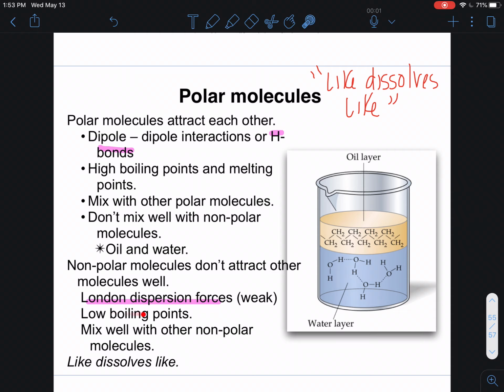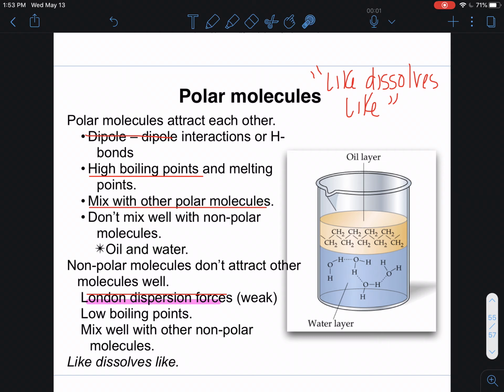They also have low boiling points, but they do mix well with other nonpolar molecules. And again, this goes back to the like dissolves like situation. So the take-home messages from this slide, right, is that I haven't introduced dipole-dipole interactions or London dispersion forces yet, so let's kind of ignore those. Polar molecules attract each other, they mix well with other polar molecules, and they also tend to have high boiling points and melting points, okay?